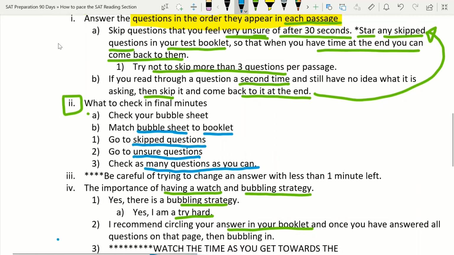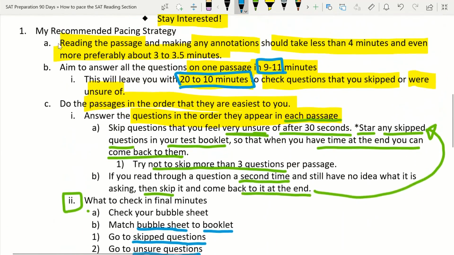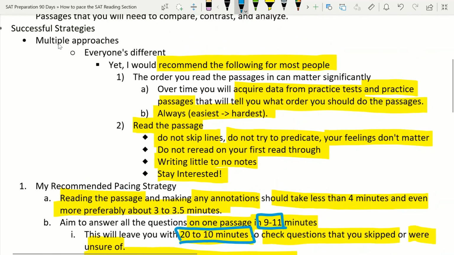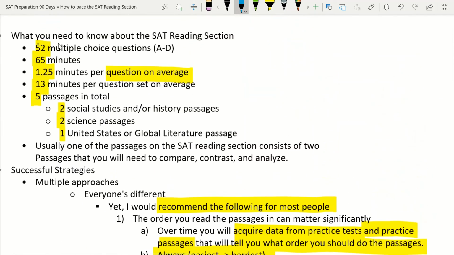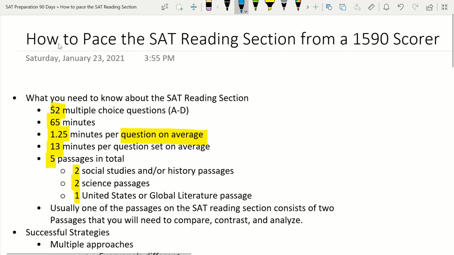So I believe that covers pretty much everything I wanted to say in this video. If you're watching this as part of our 90-day SAT prep series, I think in a couple of days you'll see that we've got a video up where I go through a passage using this strategy, and you'll be able to see it in action. If you're not watching this as part of our 90-day SAT prep series, I would highly recommend watching it. We cover the reading section, the writing section, the math without calculator, and the math with calculator. You can find that on our channel under playlists. I believe that would be helpful.